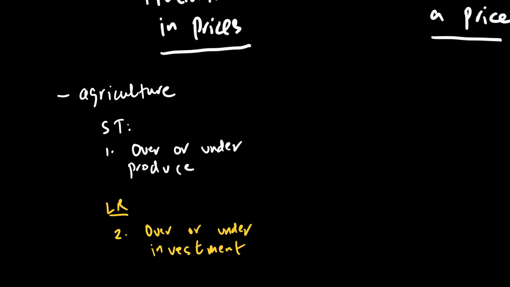So when the price is fluctuating too much, it has a problem in terms of signaling, and as a result of that, it can lead to A, under or overproduction in the short run, and B, under or over investment in the long run.